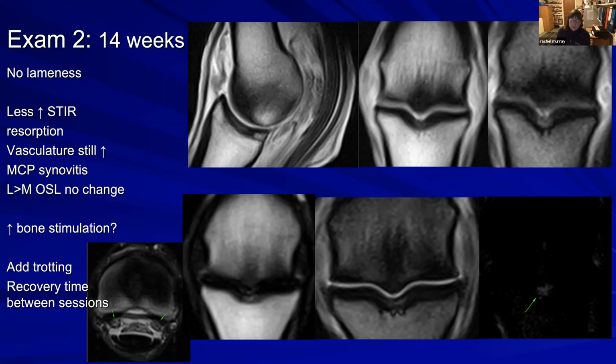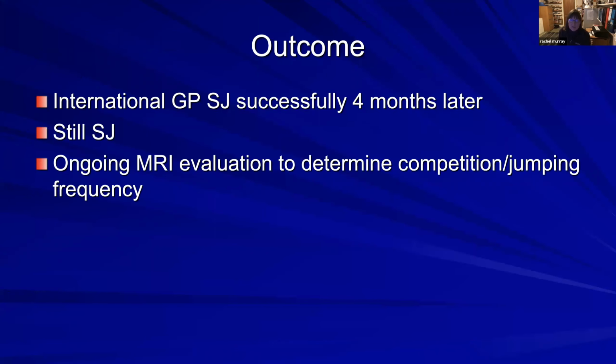So we felt that we wanted to try and stimulate the bone at this point. So we added small amounts of trotting with significant recovery time during sessions. So trotting was initially only a couple of times a week or 3 times a week. And then the horse gradually increased the amount it was doing. The horse stayed sound and was jumping successfully 4 months later.